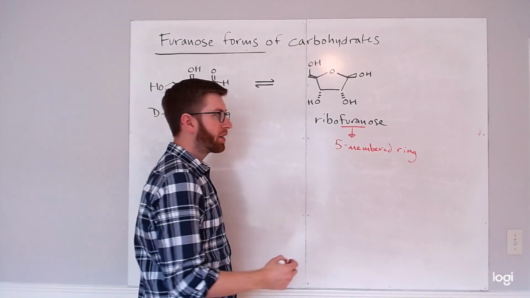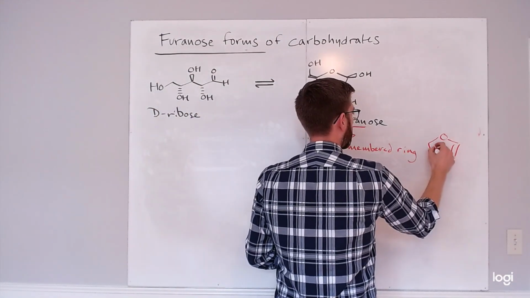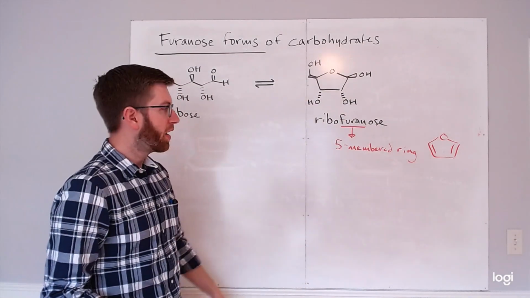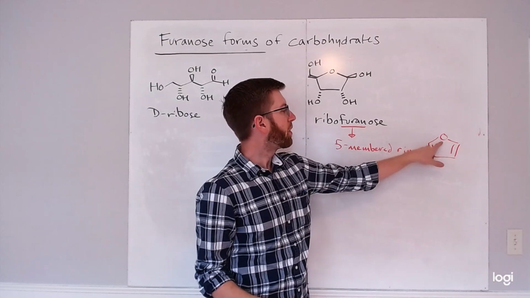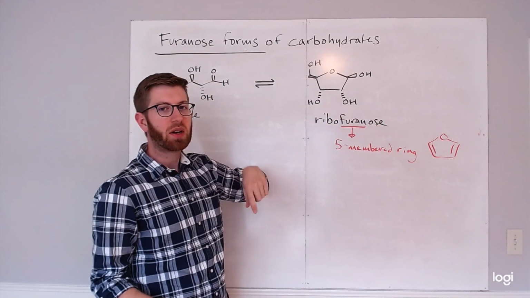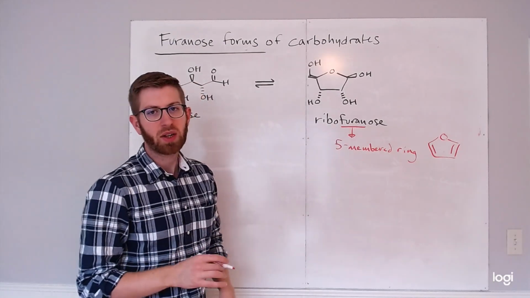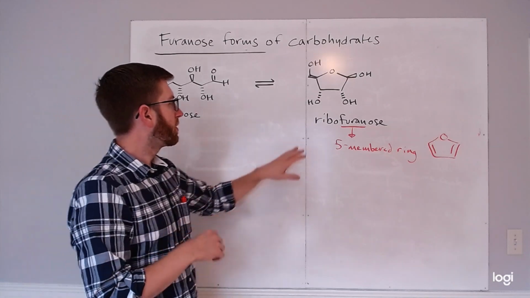So furan is a structure that looks like this. That's actually the name of this compound. And so you can see the 5-membered ring with 1 oxygen in the ribofuranose structure itself, except there are no double bonds, so that's where this term furan comes from. It's not just arbitrary.